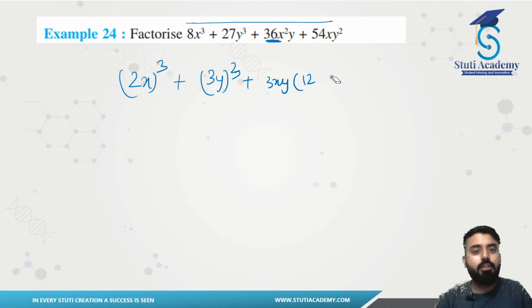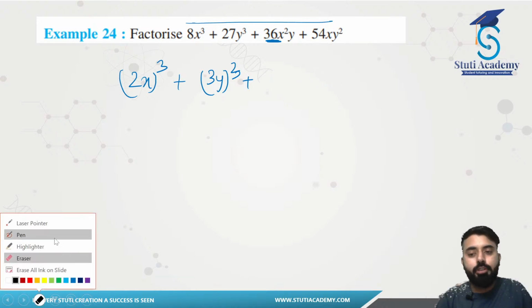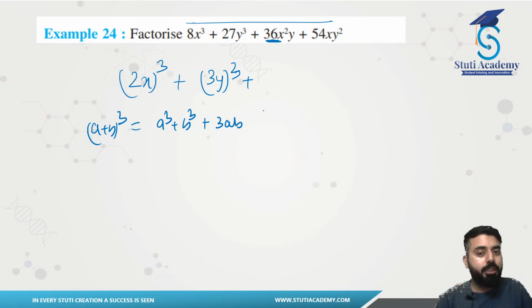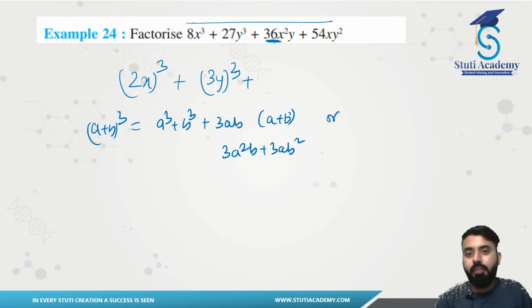Let's just wait. What we are going to do here is quite easy. You guys remember your identity, a plus b's whole cube. It is a cube plus b cube plus 3ab into a plus b, or it is 3a square b plus 3ab square. So if I square this 2x, that should be 4x square, and y is what? It is 3y. So you guys see 3 into 3, 9, 9 into 4, 36.